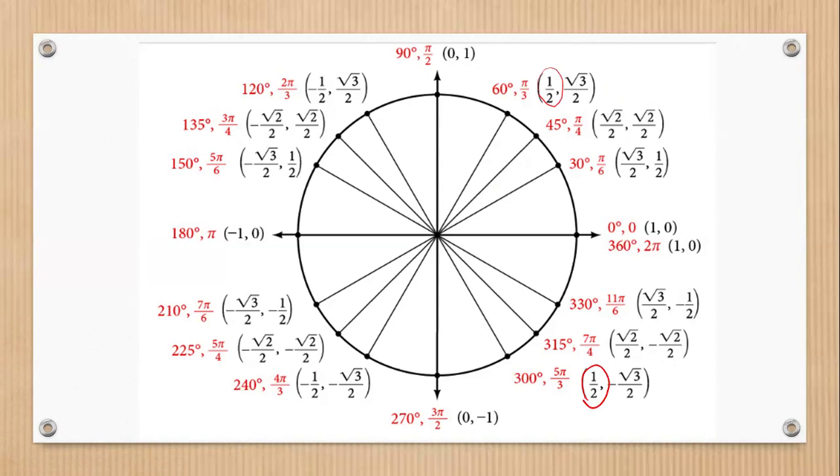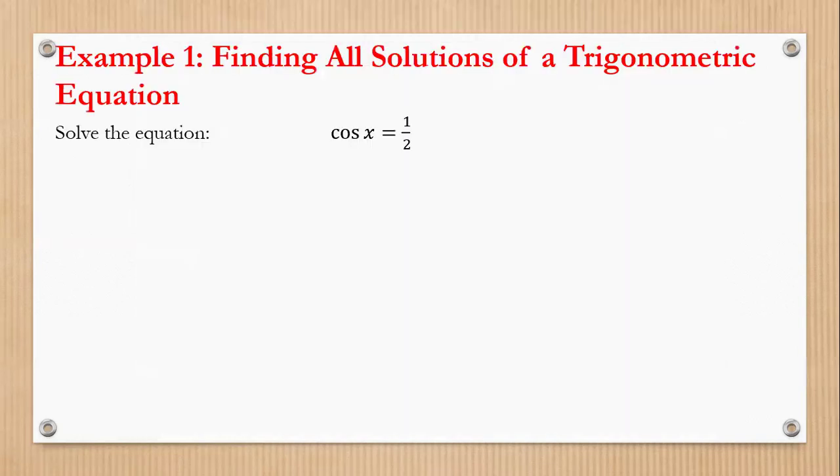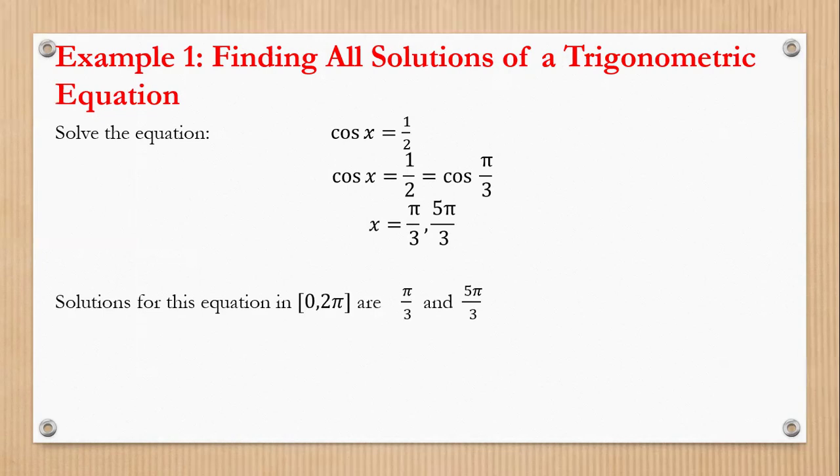So the angles are 60 degrees and 300 degrees. But when we are solving equations, we prefer to have all angles in radians. So instead of saying 60 degrees and 300 degrees, I say that x can be pi over 3 or 5 pi over 3. If I want to find solutions only from 0 to 2 pi, my answers are only these two: pi over 3 and 5 pi over 3.